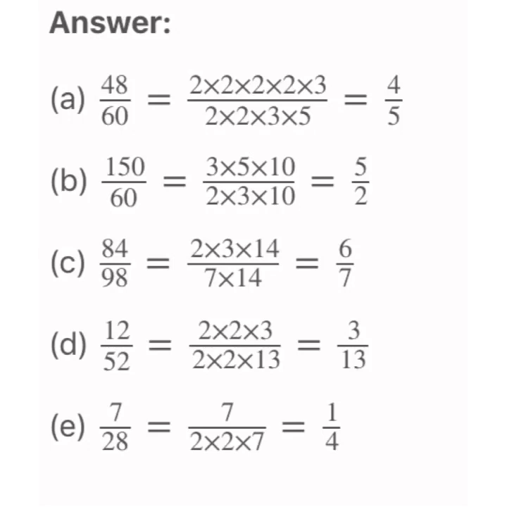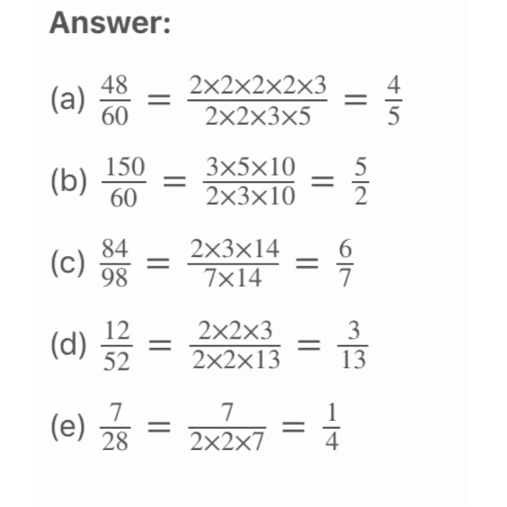Now third one is 84 upon 98. Here HCF of 84 and 98 is 14. 14 sixes are 84 and 14 sevens are 98. By prime factorization method you can see 2 multiplied by 3 multiplied by 14 and 7 multiplied by 14. So 14 and 14 will be cancelled. So you will get 2 multiplied by 3, 6 upon 7.